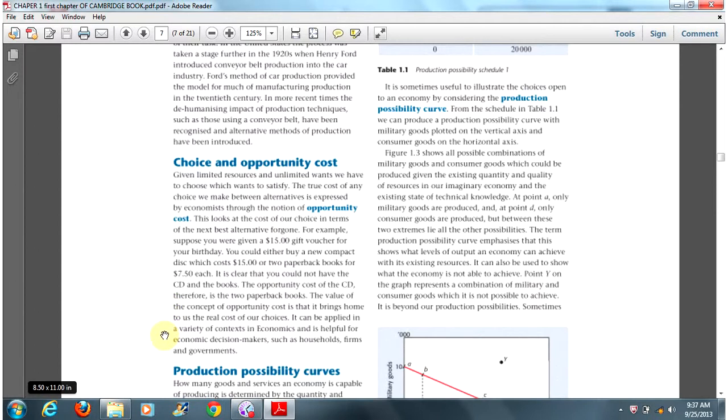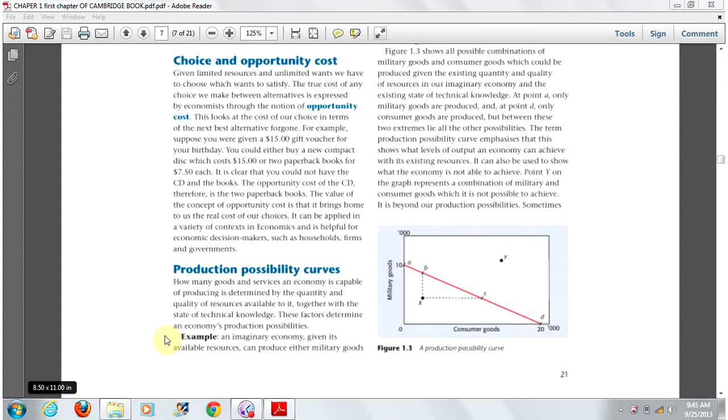Production possibilities curves. How many goods and services an economy is capable of producing is determined by the quantity and quality of resources available to it, together with the state of technological change. These factors determine an economy's production possibilities.